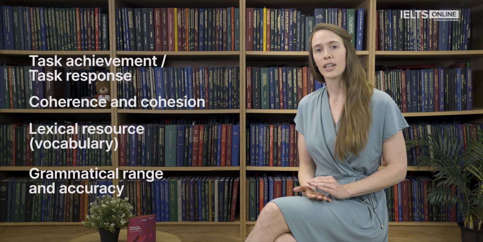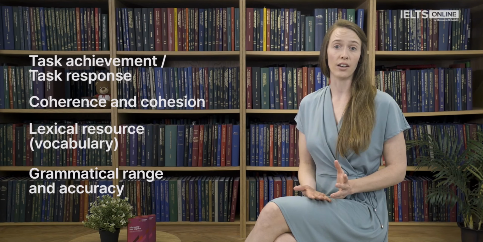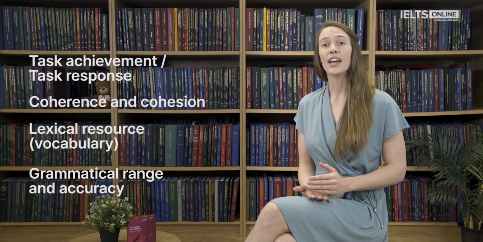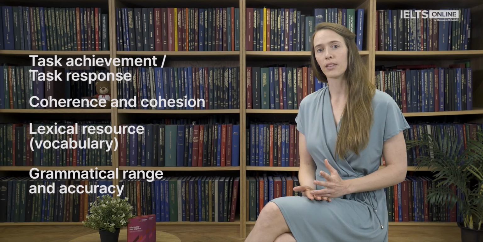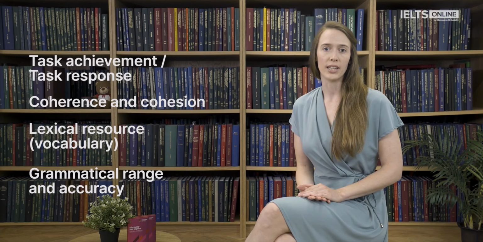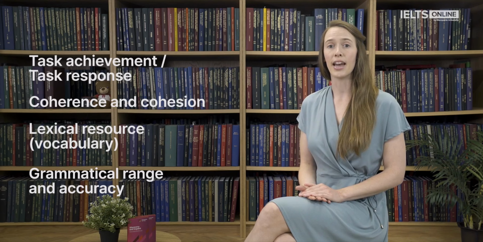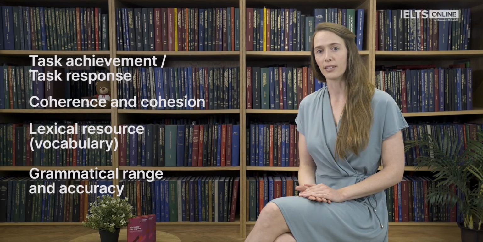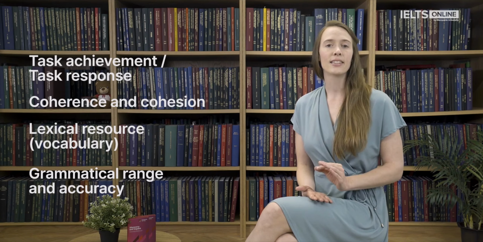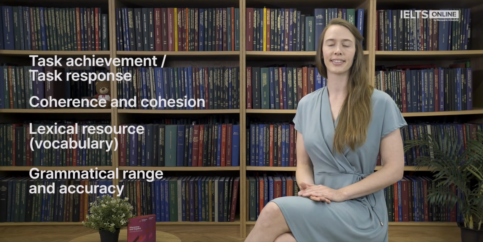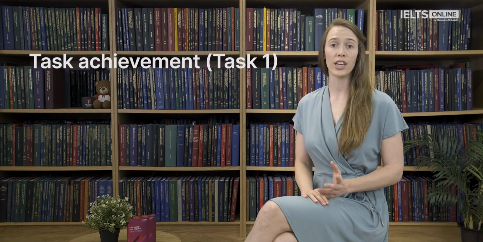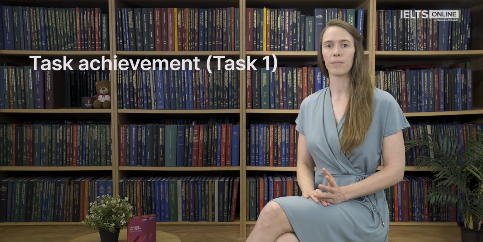The examiner gives you a score of 1 to 9 for each criterion, and your final score is an average of these. Let's now look at these in more detail so that you can understand what you need to do on test day. Let's start by looking at the first criterion for each task. Task 1 has task achievement as the first criterion.